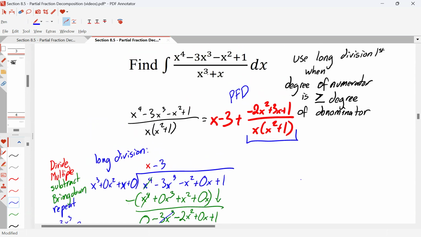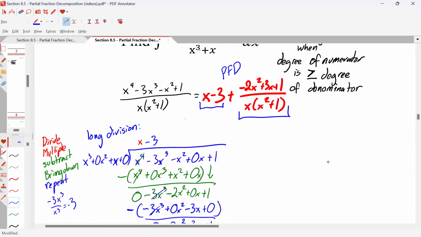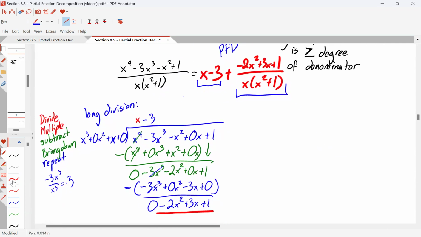And when it comes to doing the integral, we know how to integrate x minus 3. The integral is x squared over 2 minus 3x. So we know how to integrate that part. We just need to use partial fraction decomposition to figure out how to integrate the other part. So let's now do that partial fraction decomposition.